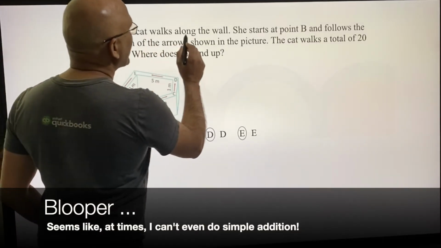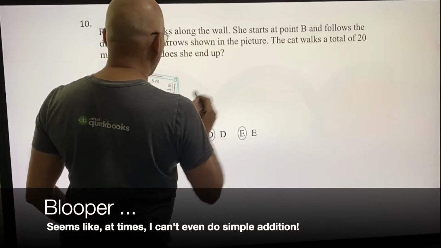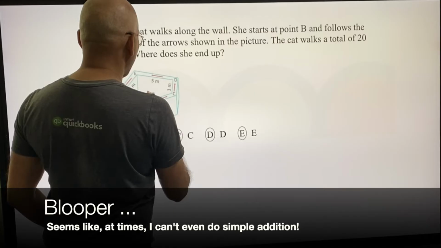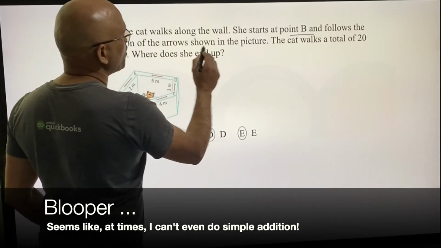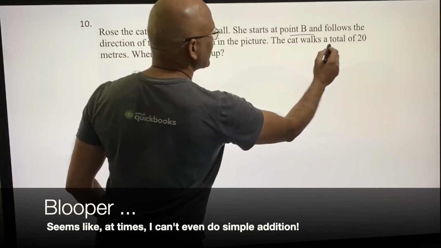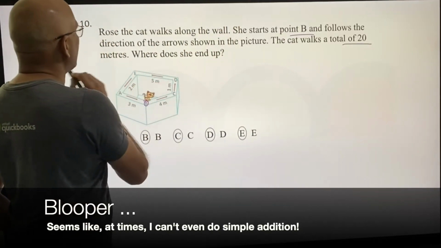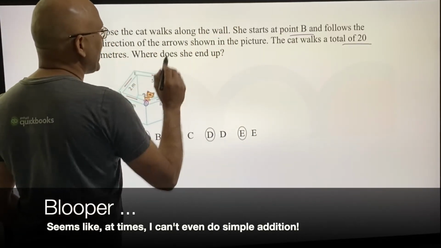Rose, the cat, walks along the wall. She starts at point B. So this is point B. And follows the direction of the arrows shown in the picture. The cat walks a total of 20 meters. Where does she end up?